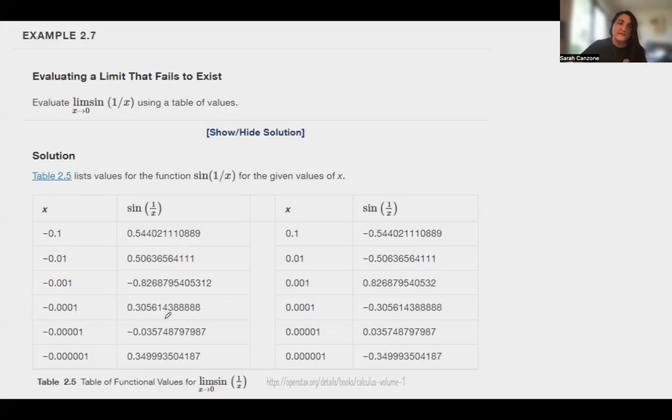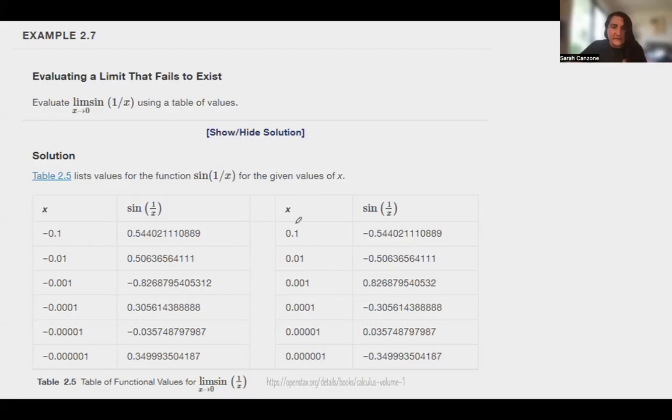But then we jump to a positive number. And then a negative number, kind of close to 0. But then a positive number, not near 0. And you notice it's kind of fluctuating quite a bit. There's no solid answer that we can get from this that we can say, oh, it's getting really close to this one thing. It's just kind of crazy.